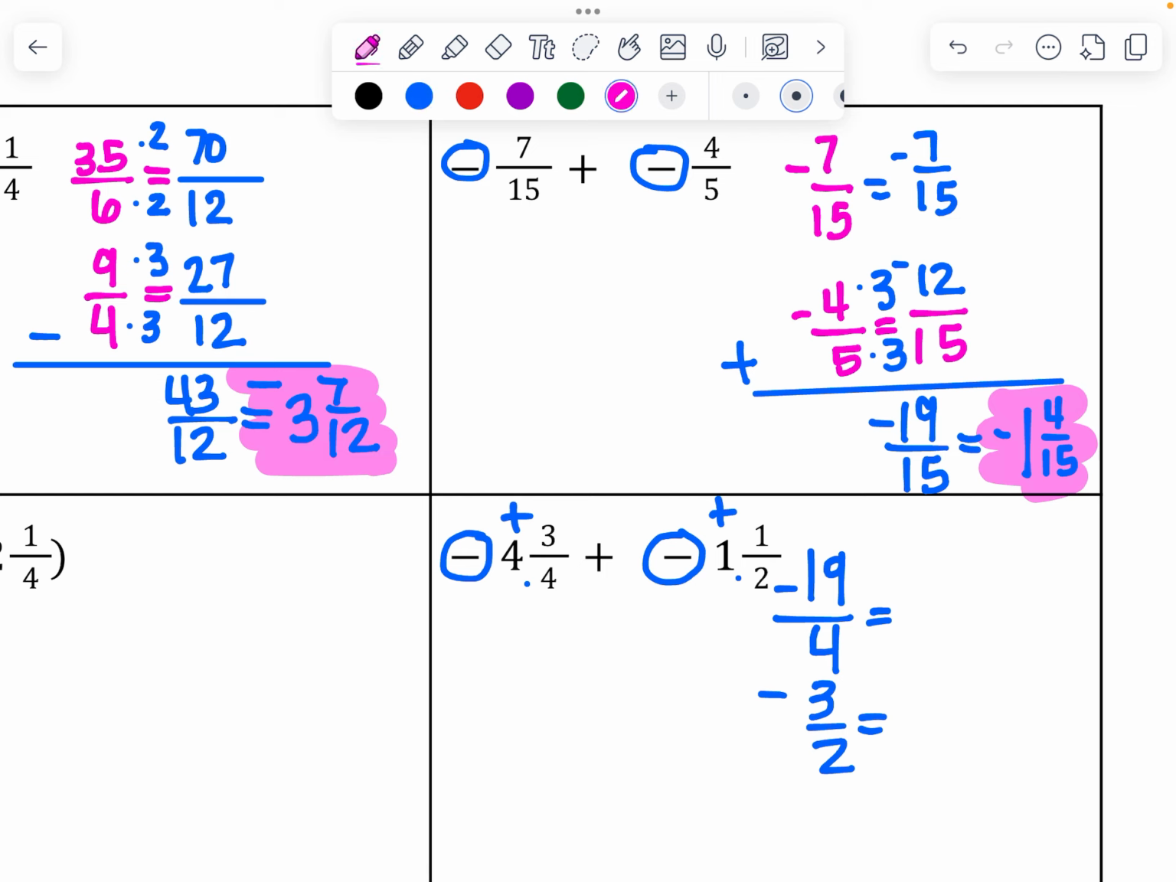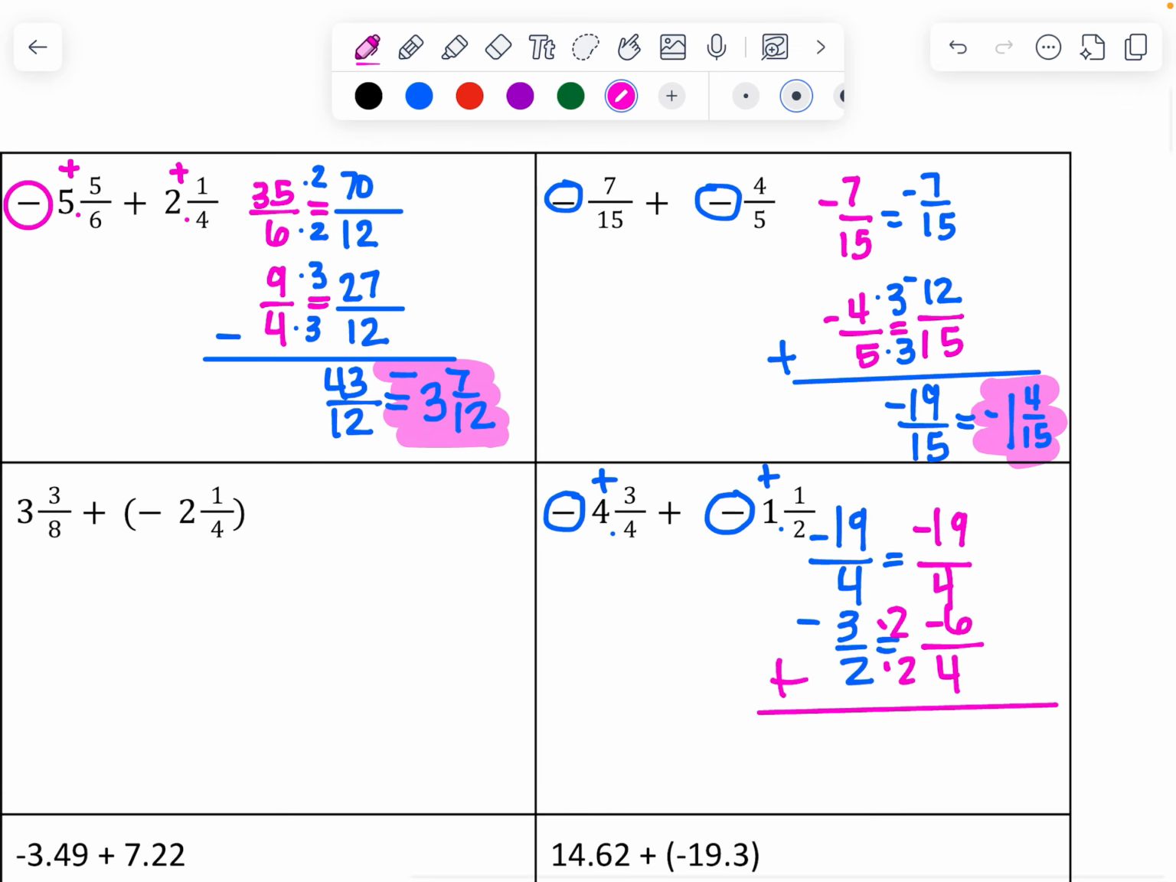And I need some common denominators. I can see that they both go into 4, which is great because I can leave this alone. I can multiply this by 2 to get 4. Now I have -6/4. Remember, I'm putting them together because they're both negative. So 19 and 6 gives me -25, keep the 4. And then I know that 4 goes into 25 6 times with 1 left over. So 6 1/4.